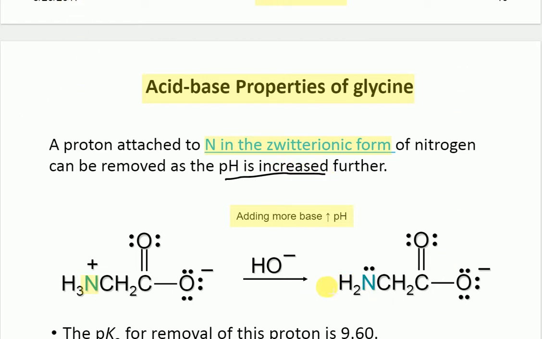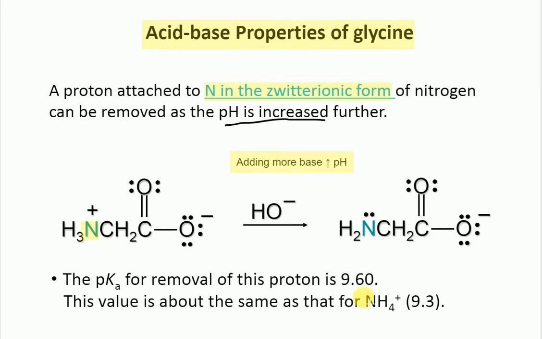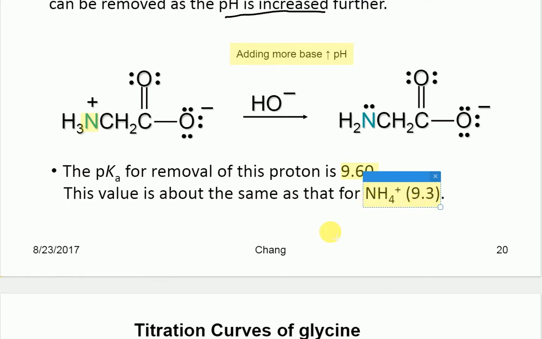As you can see over here, this nitrogen has now lost one of its protons, increasing the pH. The pKa for removal of this proton is 9.60. This value is about the same as that for NH4+, which is 9.3. So this is more acidic than this. So this is more basic. It is much higher, because this has more protons, so it's more acidic.